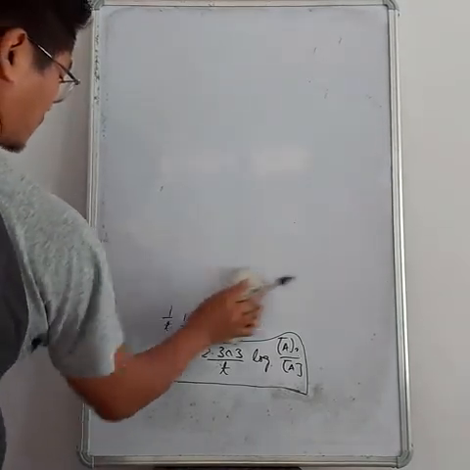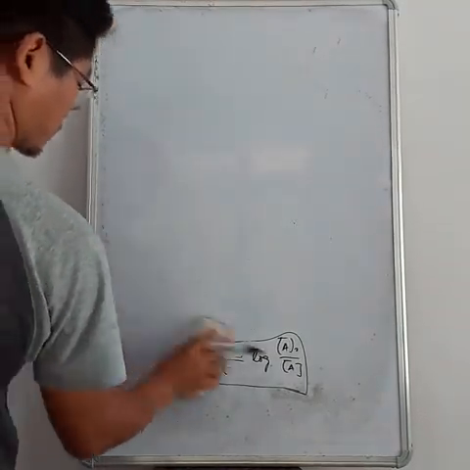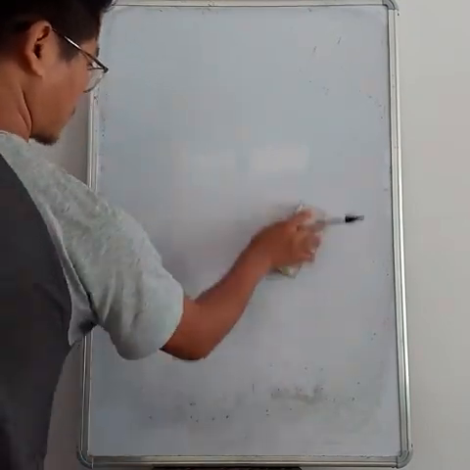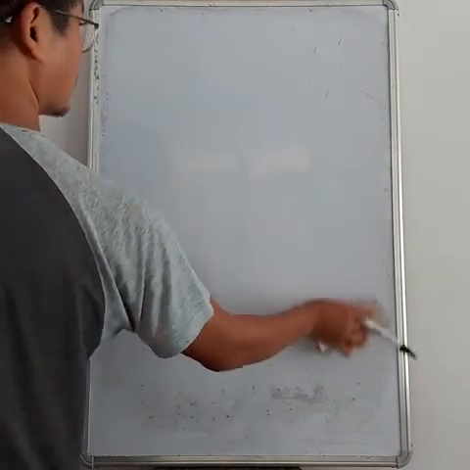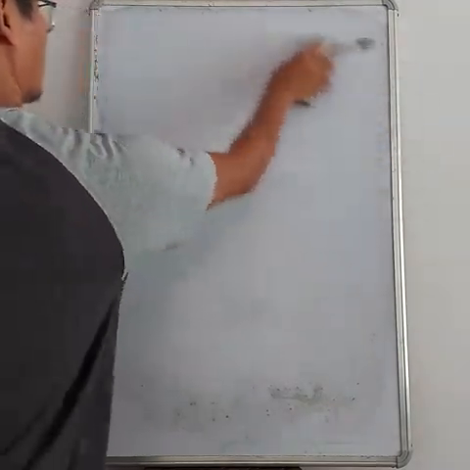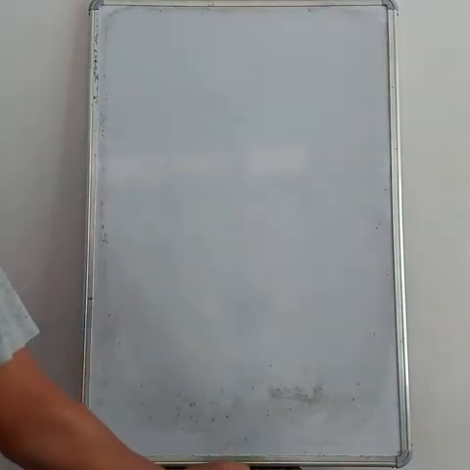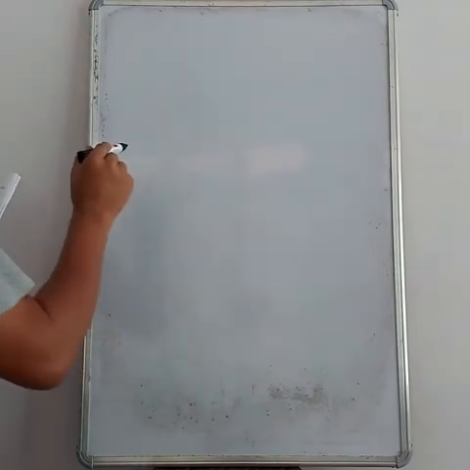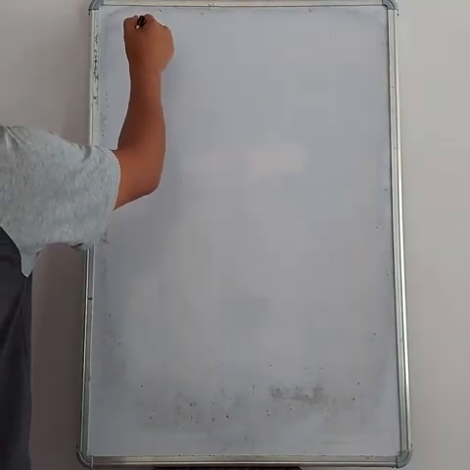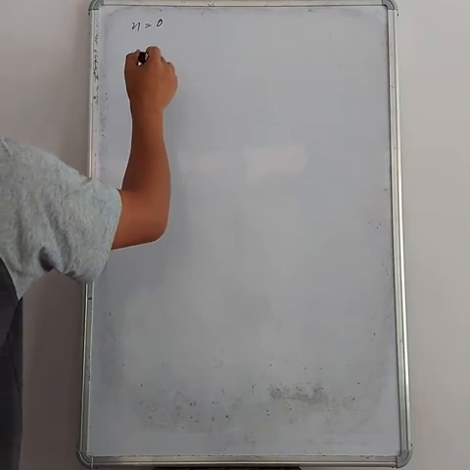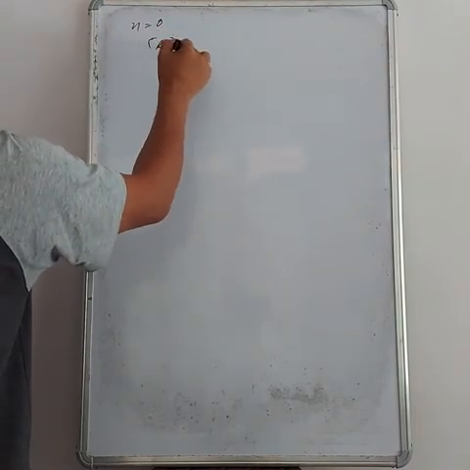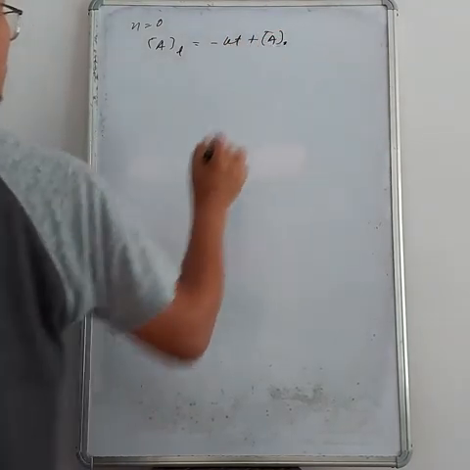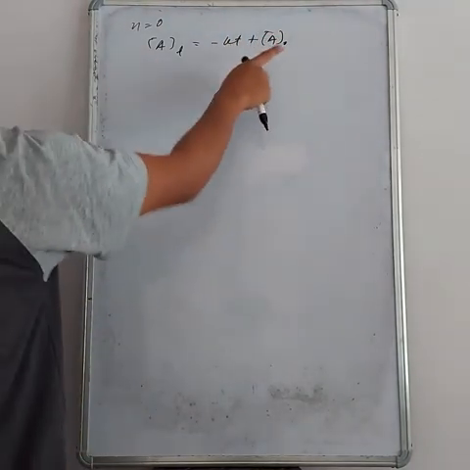When the initial concentration becomes exactly half, this is our half-life of a reaction. Our concentration becomes half. So at what time? Our expression for zero order, n is equal to 0, is [A]t is equal to negative kt plus [A]naught. So this was our expression, y is equal to mx plus c.